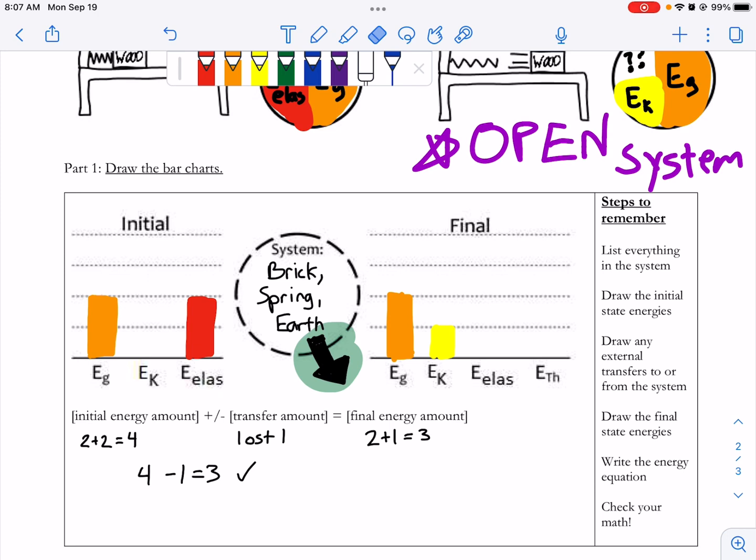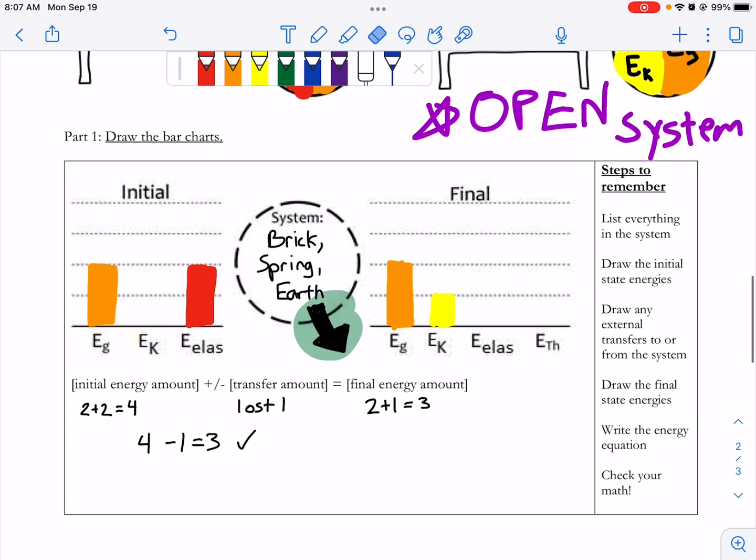Are you showing the changes? Are you showing it getting smaller or larger appropriately? Are you showing energy leaving? Are you showing energy coming in? That's what your teachers are looking for when they're grading these energy bar charts.